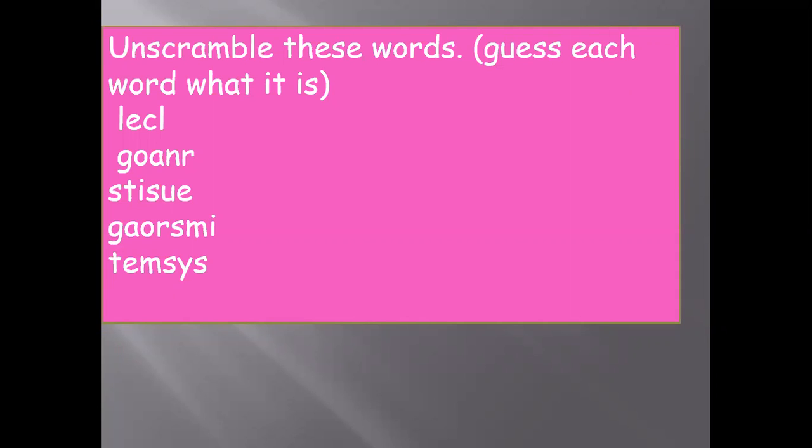So again, I will repeat: these words are scrambled. I have to unscramble them and guess what the word is. The first one, these letters make the word cell. The second one, organ. The third one, tissue. The fourth one is organism. And the last one is system.